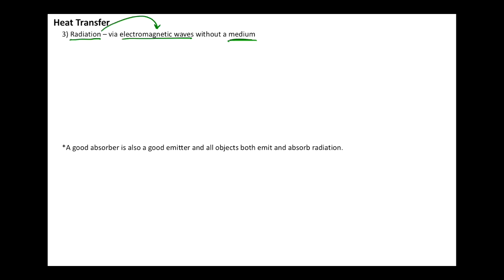We have an equation for this. Again, the rate of heat transfer by radiation is equal to a new constant known as the emissivity, and I'll tell you more about that in a second, times a constant known as the Stefan-Boltzmann constant.